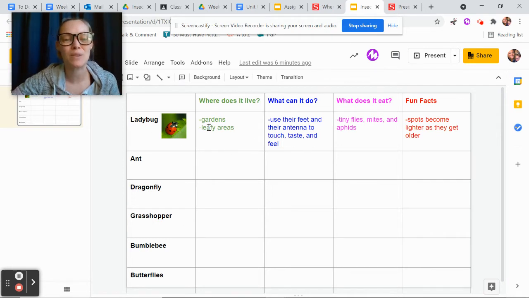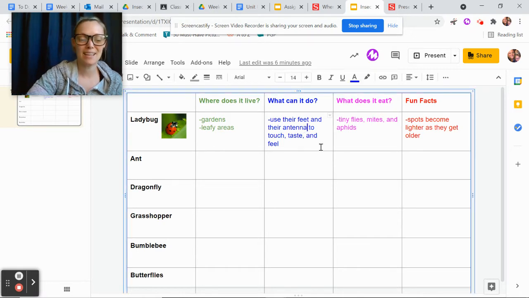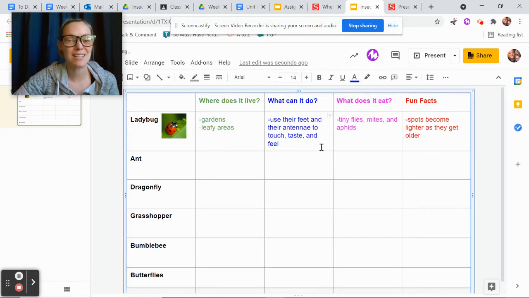So, we found that the ladybug lives in gardens and leafy areas. It can use its feet and antennae to touch, taste, and feel. It eats tiny flies, mites, and aphids, which actually help farmers and gardeners. And some fun facts are their spots become lighter as they get older.